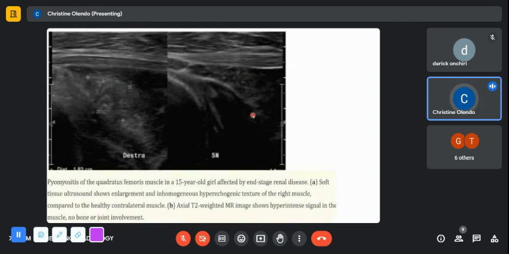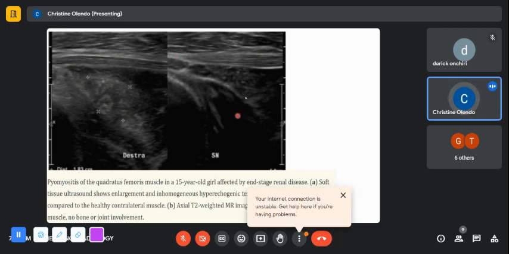So here you have pyomyositis of the quadratus femoris in a 15-year-old girl who had end-stage renal disease. And here you have a soft tissue ultrasound showing enlargement and inhomogeneous hyperechogenicity of the right muscle. This is the normal side, and you can see that there's a difference in the echogenicity.